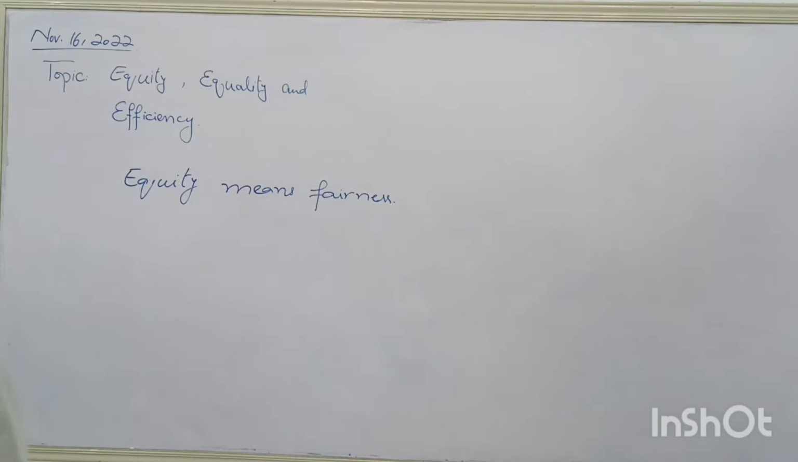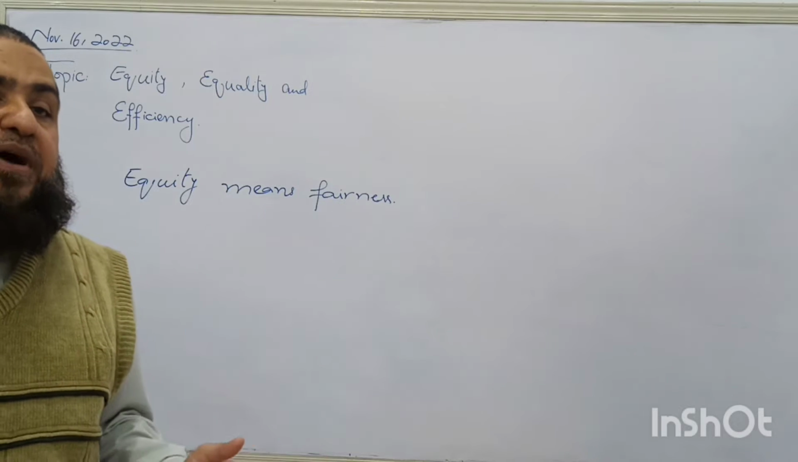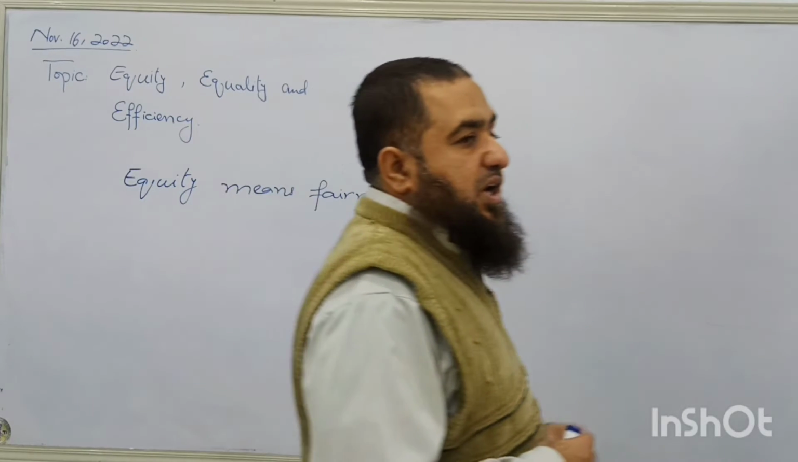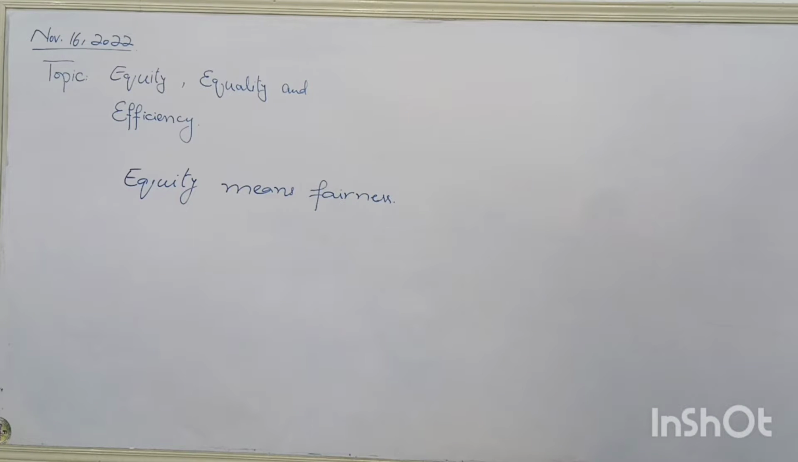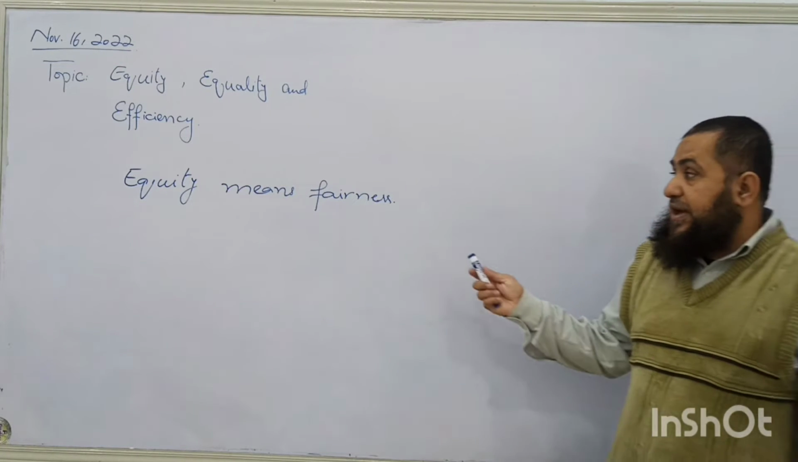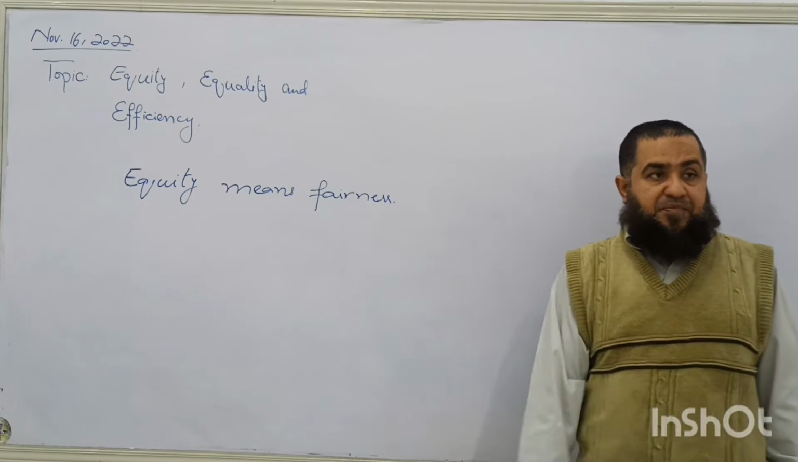Fairness means that the government should redistribute income and wealth according to what people deserve. Poor people have less income, so the government will take taxes from the rich people and give them to the poor in the form of unemployment benefit, pension, and other goods like education and health. This will make the distribution of income more fair, or equitable.